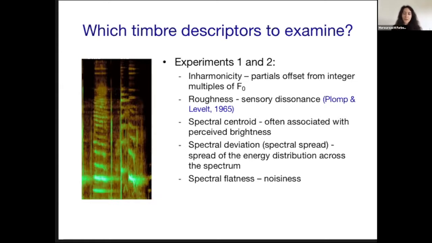Then there's spectral centroid, which is often associated with perceived brightness, although they are not necessarily synonymous. That's defined as the weighted mean of the energy found in different frequency bins that are produced by a Fourier transform. Then there's spectral deviation, which is also sometimes called spectral spread. That's attained by calculating the spread of the energy distribution across the spectrum. So for example, a pure tone will have no spectral deviation.